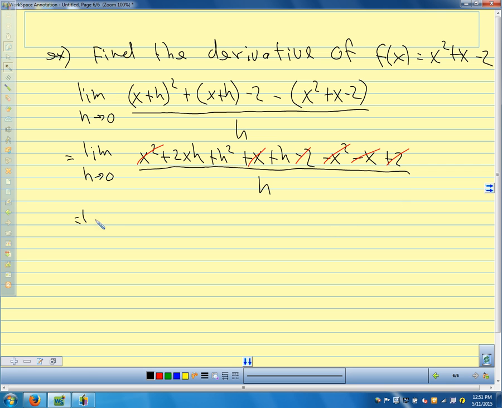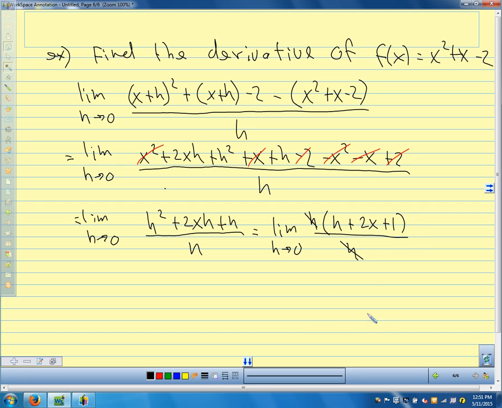So I end up with the limit as h approaches 0 of 2xh plus h squared over h. No, I don't have an x squared here, do I? Factor out this common term of h in the numerator. Those cancel. The limit as h approaches 0 of this thing is just 2x plus 1. So the derivative of x squared plus x minus 2 is 2x plus 1.